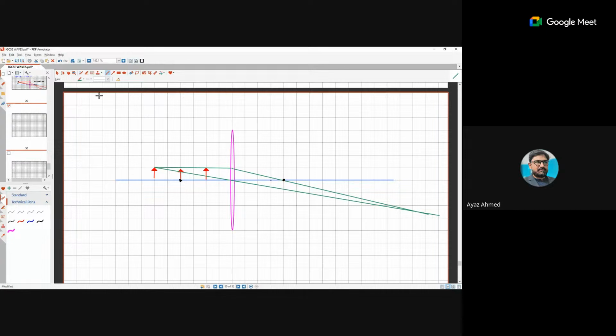And did you see what is happening? The rays are intersecting each other here. It means I am having the image of this object here below the principal axis. Am I right? Is it clear to all? Yes, sir. So, what about the properties of this image? Inverted. Okay, what else? Larger. Yes, magnified. This image is real, inverted, and magnified, or you can say larger.